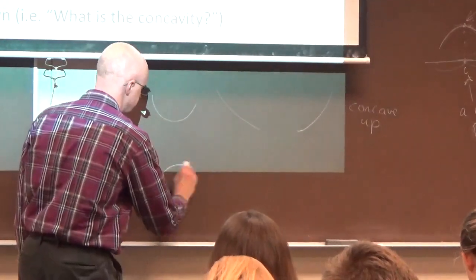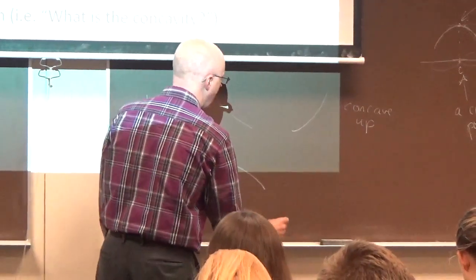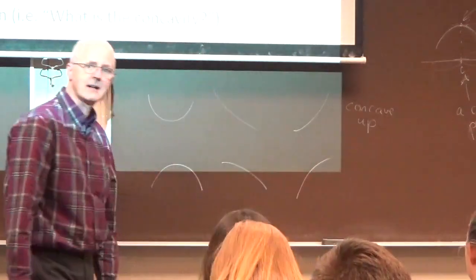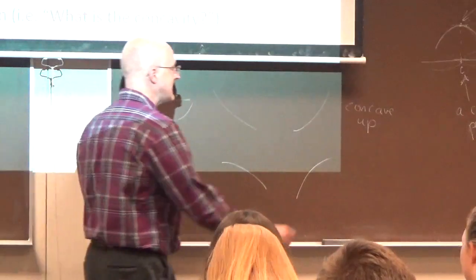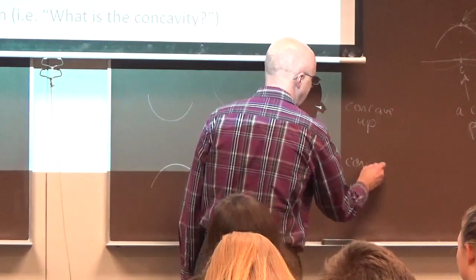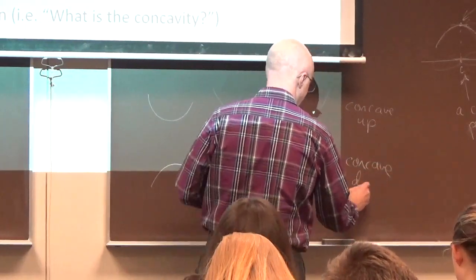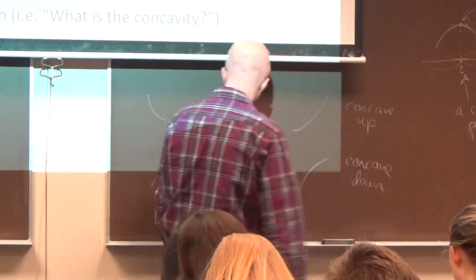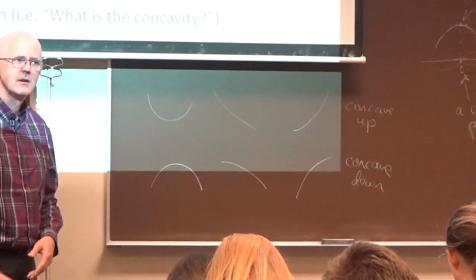Concave down looks like a frown and rhymes as well. How about that? Concave down looks like a frown, or part of a frown. These are graphs that are concave down.